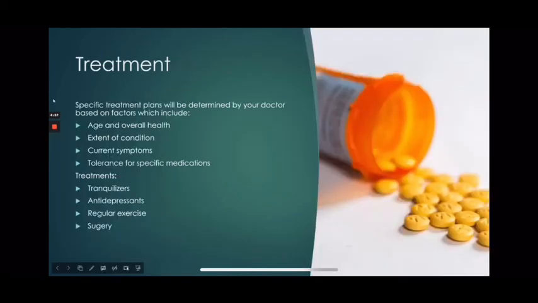Specific treatment plans for menorrhagia will be determined by your doctor based on factors including age and overall health, extent of condition, current symptoms, and tolerance for specific medications. As for treatments available, some include tranquilizers, antidepressants, regular exercise, surgery, and so many others.